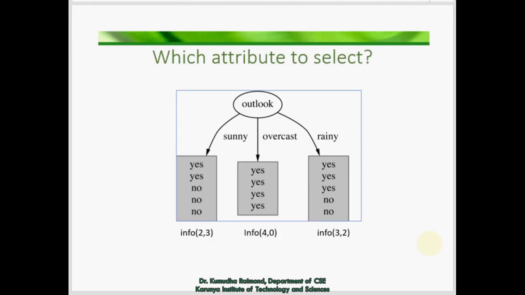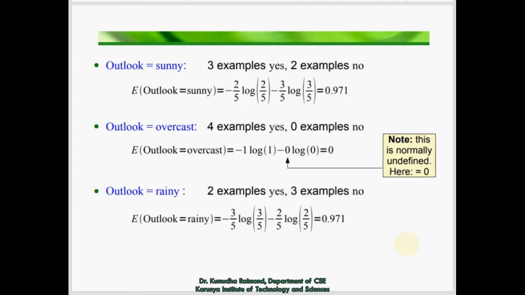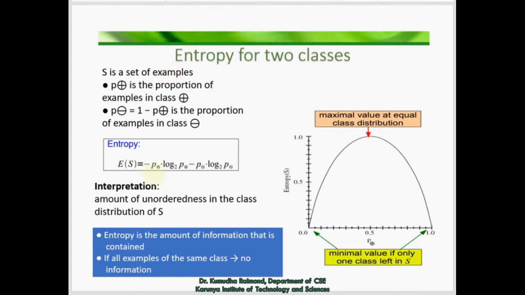So how to calculate this entropy? As I already showed you how to arrive at this information, what I have written down is nothing but this information is having 2 yes and 3 no of play, and here it is having 4 yes and 0 no, and here it is having 3 yes and 2 no. So how am I calculating the entropy? For example, if outlook equal to sunny, the formula for calculating the entropy is given in this particular slide.